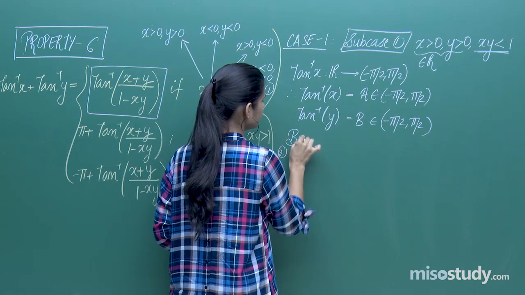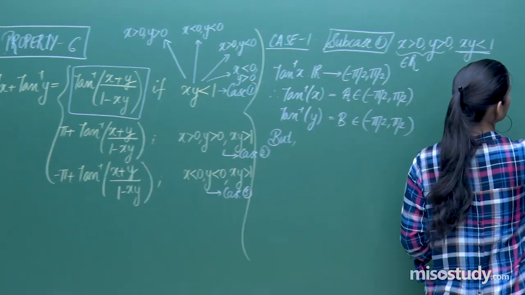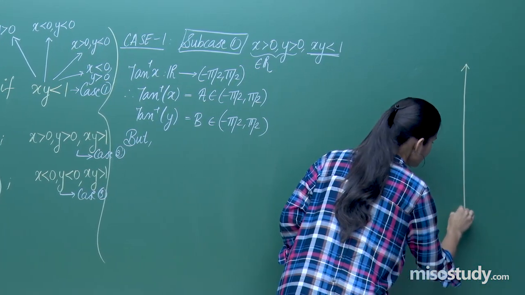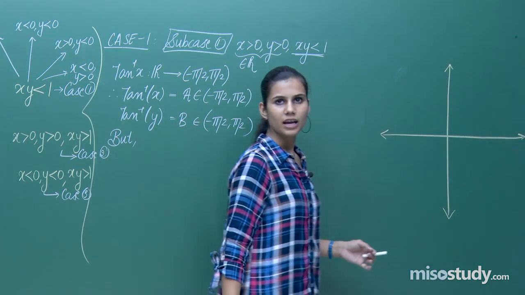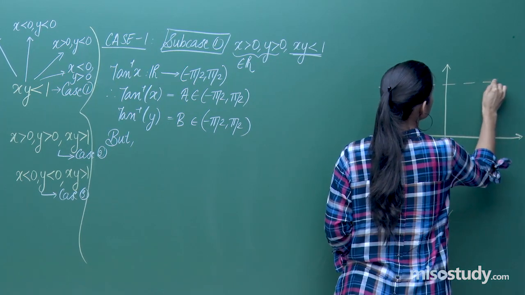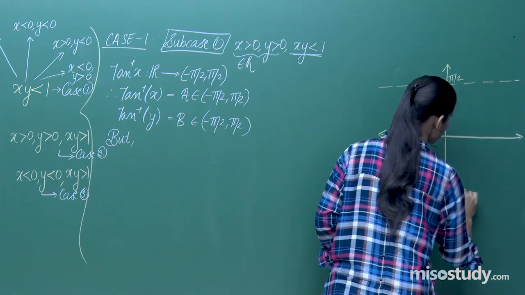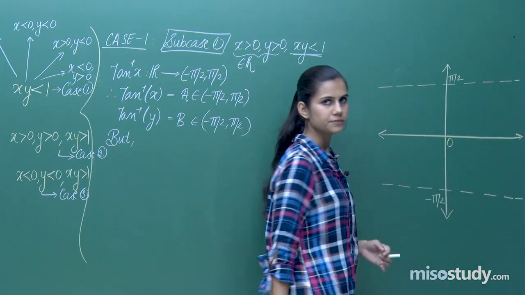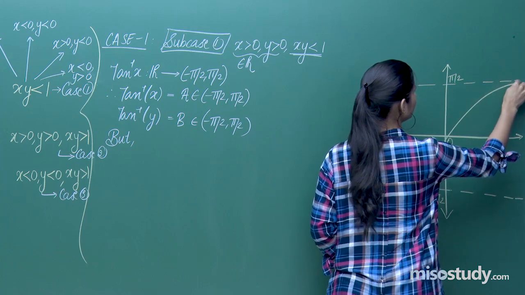But there is a contrast. What is the contrast? See, if I talk about the tan inverse function, we had just seen the graph. How did the graph of tan inverse behave? At pi by 2 it is not defined. At minus pi by 2 it is not defined. This is 0, fine, and you have this as the graph of tan inverse.